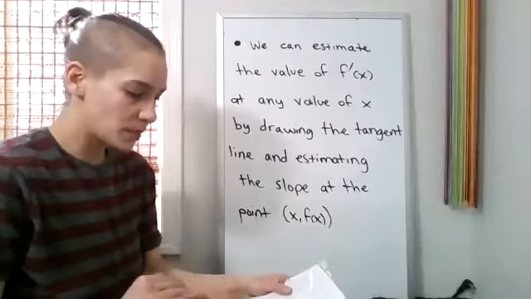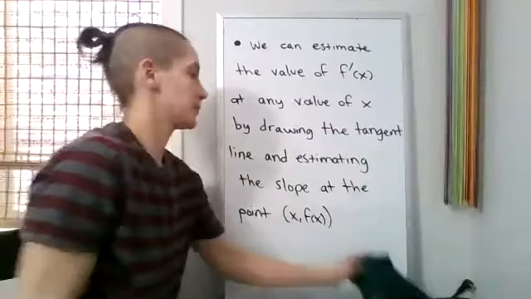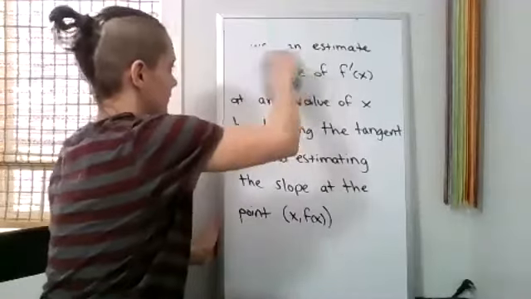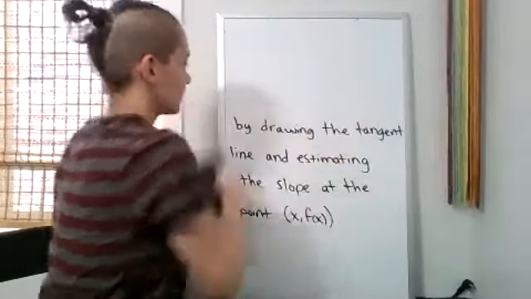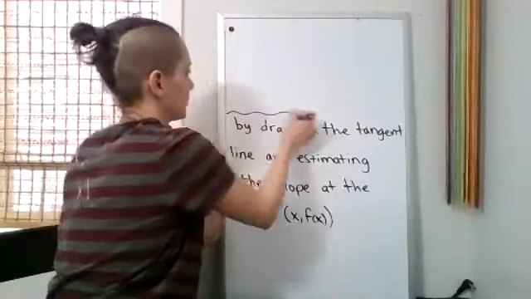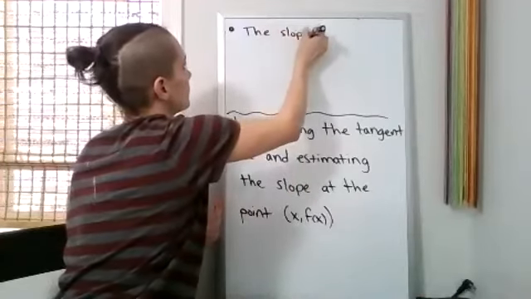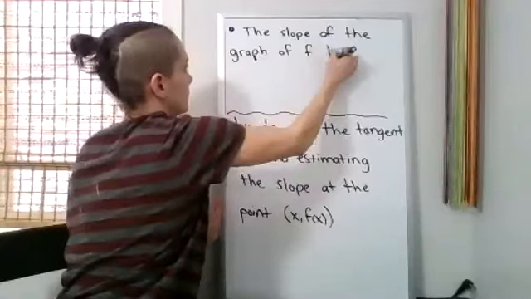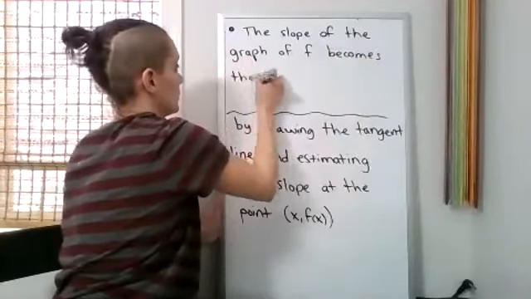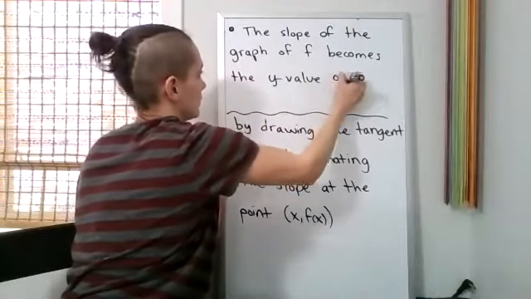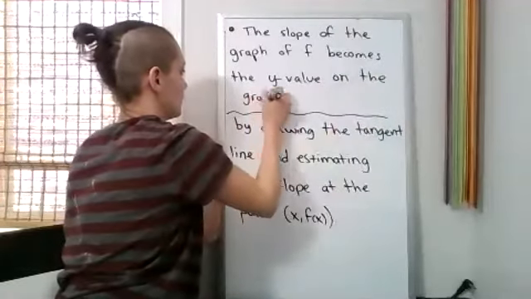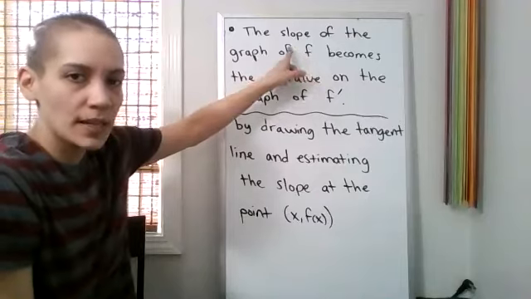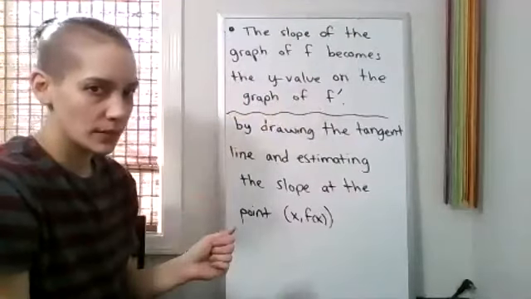The slope of the graph of f becomes the y value on the graph of f prime. So we'll find slopes for f and use those as our y values when we draw f prime. And I've got 3 more things to go over.